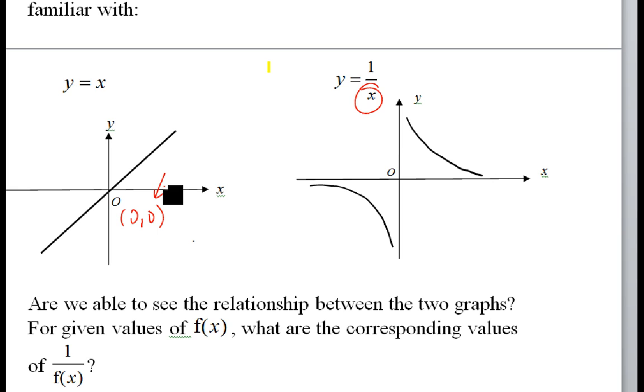Okay, what do you notice? For the entire graph that is below the x-axis, when you take 1 divided by a negative number, you will still get a negative number. It will still lie below the x-axis. Do you follow what I'm saying?